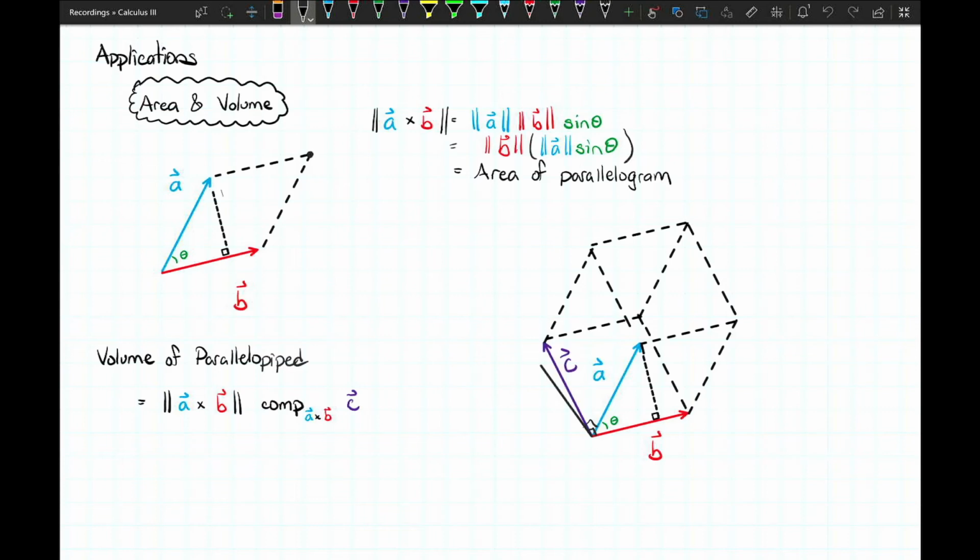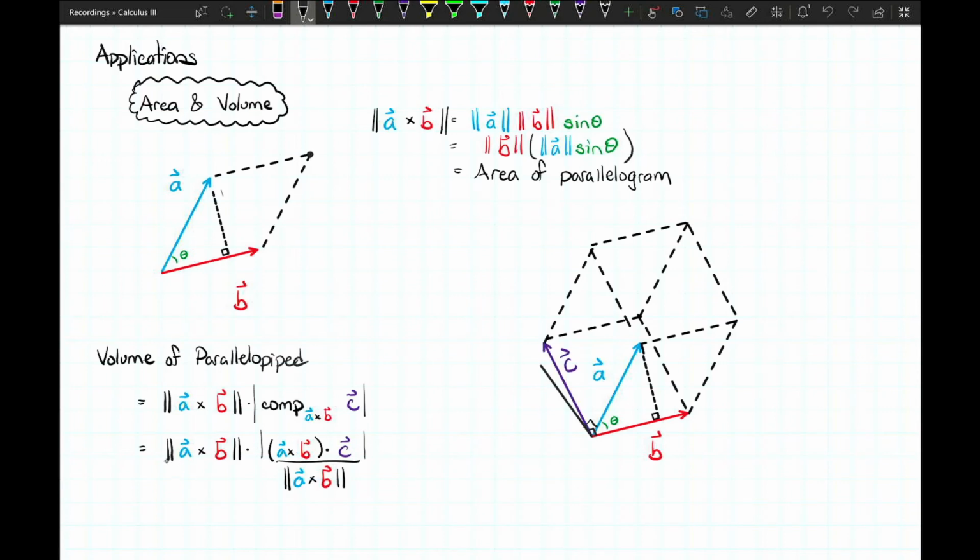So what we're going to do is take the absolute value of the scalar projection as the height of the parallelepiped. Okay, well, how do we calculate the scalar projection of C onto A cross B? If we go back to the video on the dot product, that is the dot product of the vector A cross B and the vector C divided by the norm of A cross B. The norm of A cross B is always positive, so we just need to make sure that we take the absolute value of this dot product.